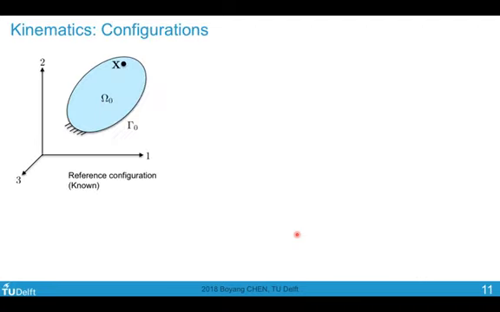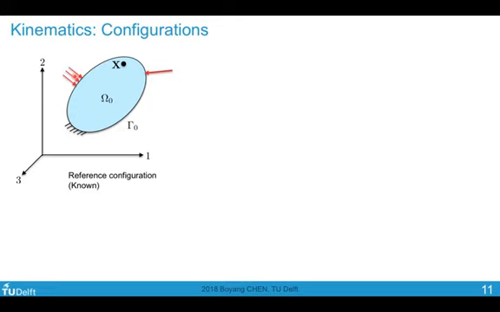Now, we start with the concept of configurations. The reference configuration here drawn is a known configuration. So basically, we know everything about this body at this particular state. It could be the initial configuration of the body, before any loading is applied. Then it's a fixed one. It could also be the last converged configuration, which we have already solved for.